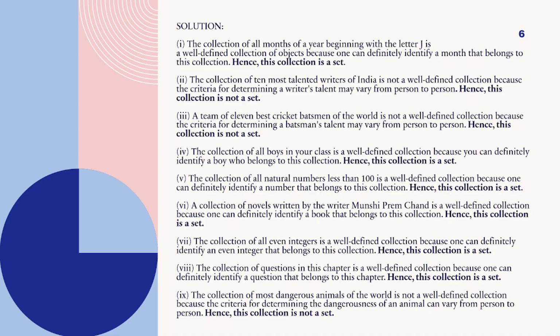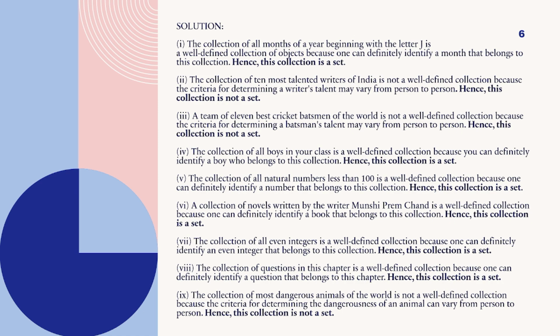Here the writer's talent may vary from person to person, batsman's talent may vary from person to person, and the criteria for determining the dangerousness of an animal can vary from person to person. One person may think that an animal is dangerous, and another may not feel that it is dangerous. So it will vary from one person to another.